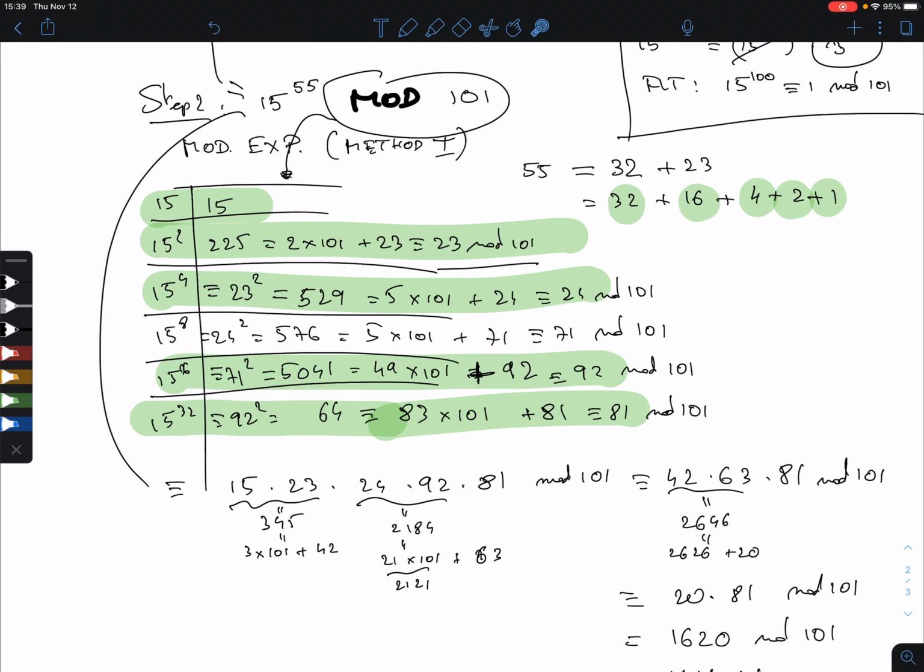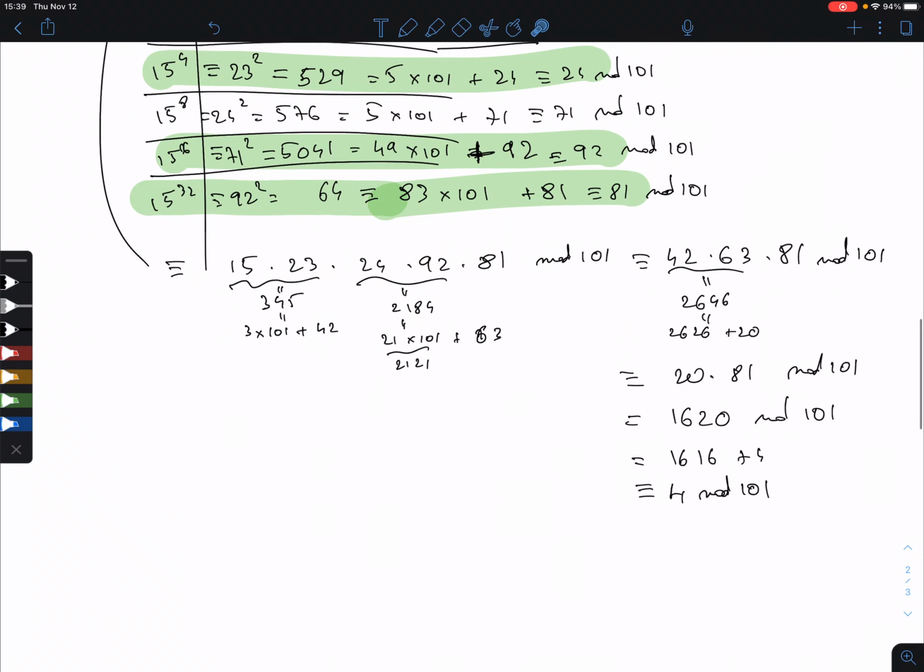Notice by the way that this immediately gives me 81, because 92, if I subtract 101, I get minus 9, right? And minus 9 squared is 81. So all this reduction I didn't need to do if I was smart here. So just to point out, you can do this, but always be careful if there are negative numbers. Since we're squaring, it actually doesn't matter, right?